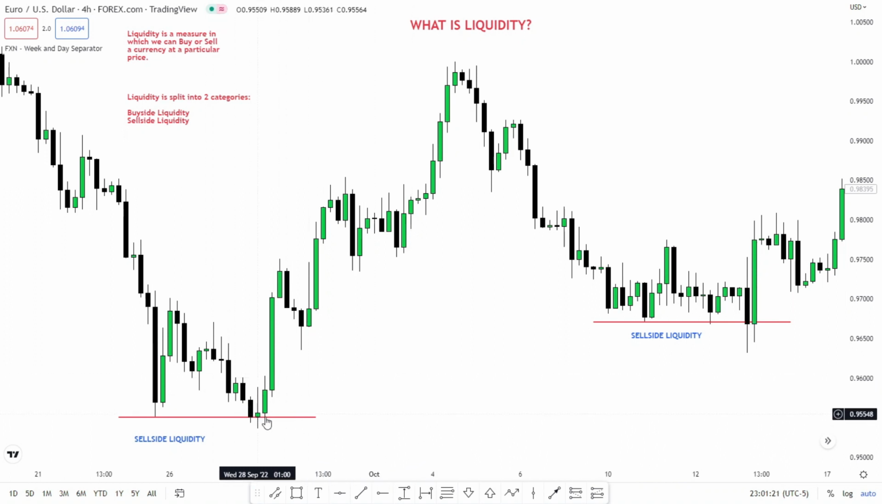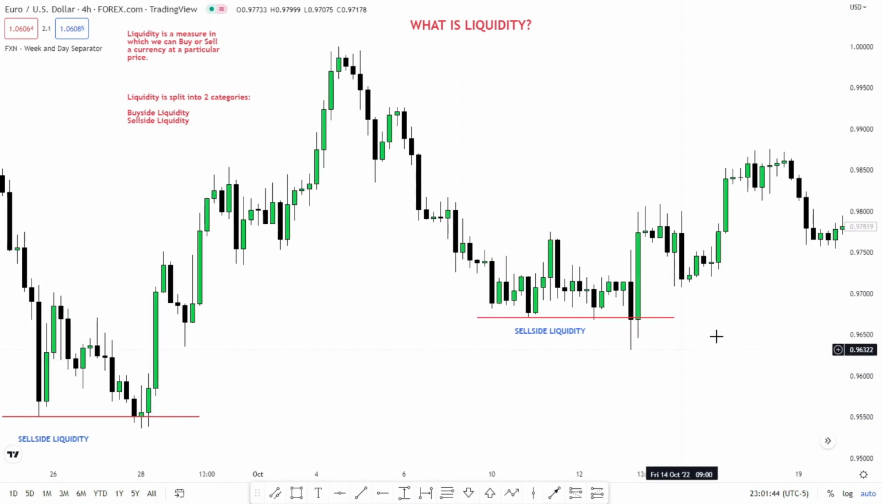Once it takes out that sell side liquidity, we see the market run away from that level. Look at how aggressive it runs away, and it even leaves an imbalance right here. This imbalance shows how much sponsorship there is, in terms of institutions coming into the market and supporting that idea of buying.